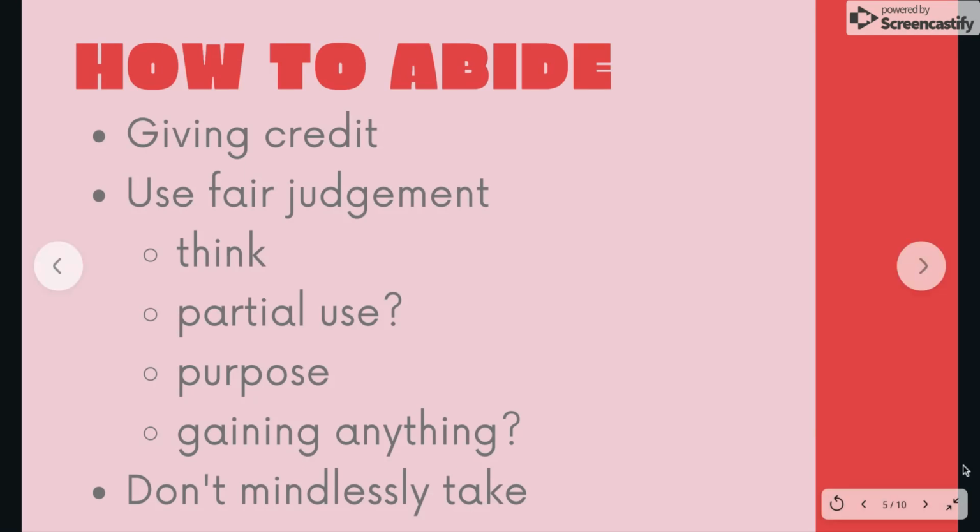So how can we abide? Giving credit, obviously, and using your fair judgment. So stopping and thinking, what are you using this for? Are you using all of it? Are you using part of it? Again, the purpose, is it to benefit you financially, or is it just for educational reasons? And are you gaining anything from it? Meaning, are you getting any money from it, or things of that sort? And again, we cannot just mindlessly take what is not ours unless we do give credit.